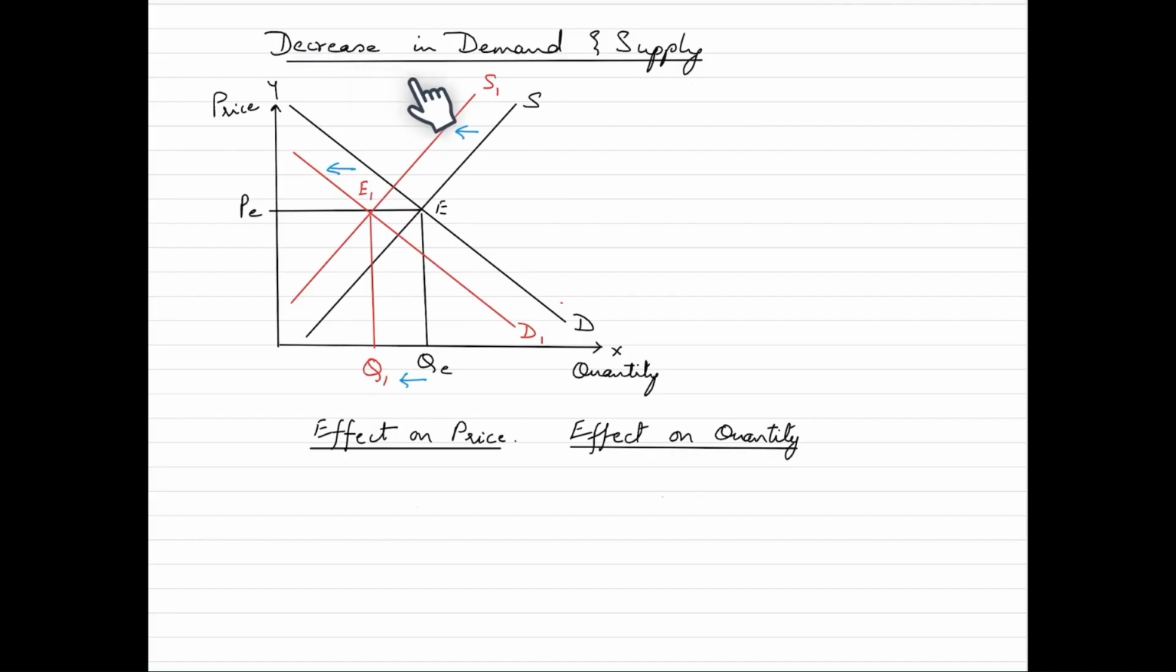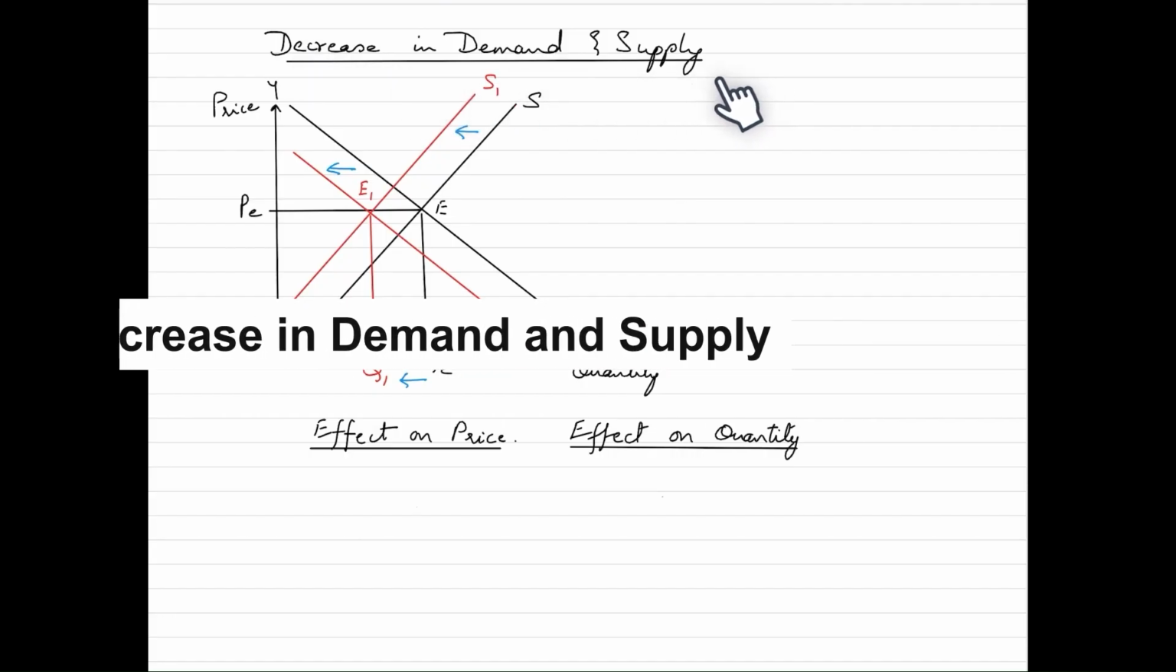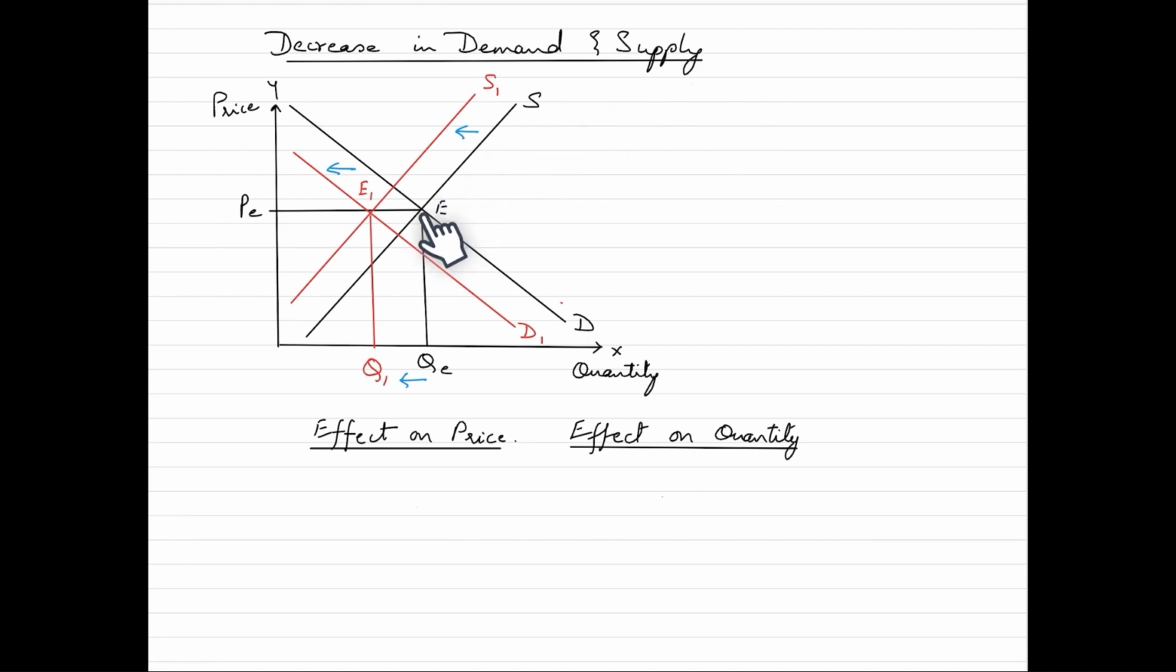So this is for decrease in demand and supply. We can very evidently see that the demand has decreased and the curve has shifted to the left from D to D1, and the same is applicable for supply where the curve is shifted to the left from S to S1. The initial equilibrium is marked as E in black. Corresponding to it, we have the price at PE and quantity at QE.